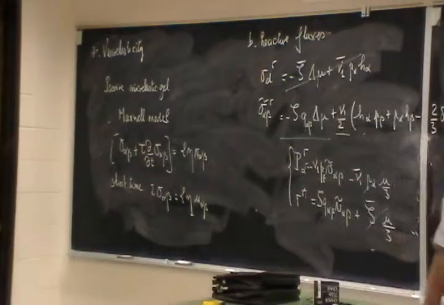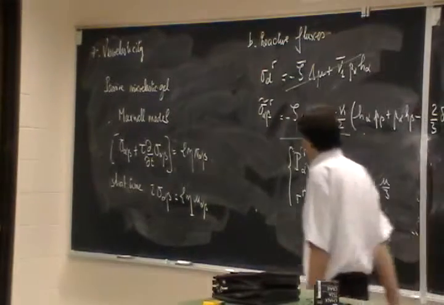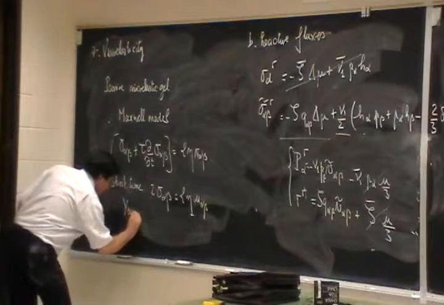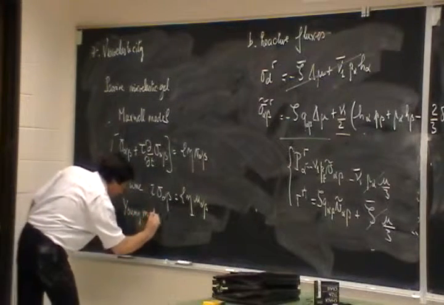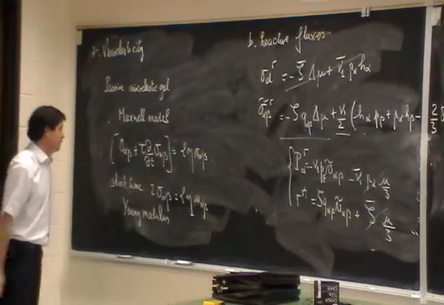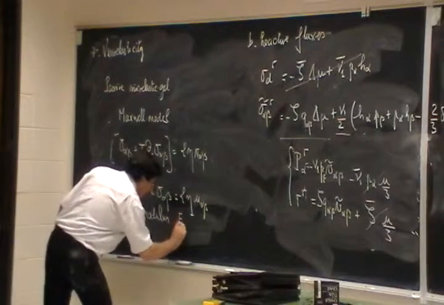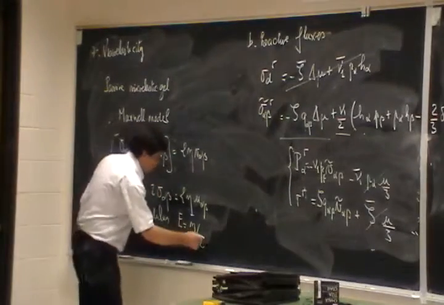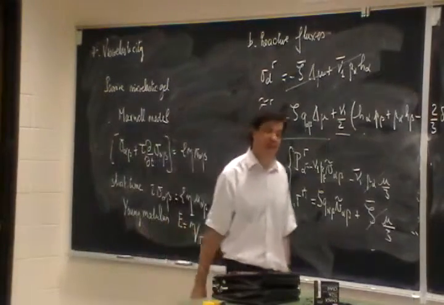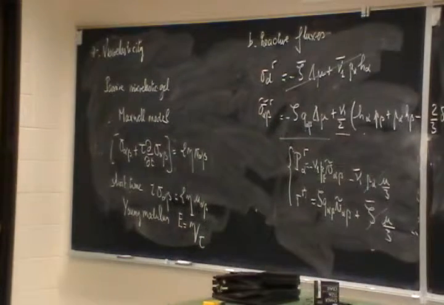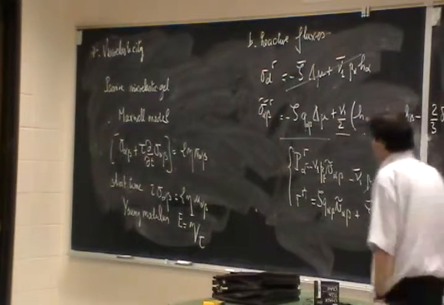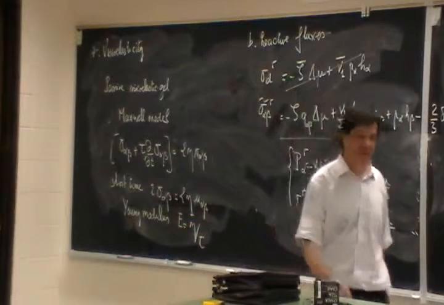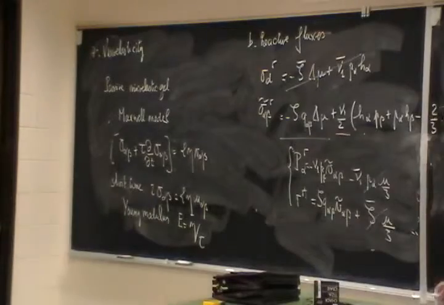And that's just a solid. It's a solid where the Young modulus E equals eta over tau. So this is the relation that Maxwell's model gives between the shear viscosity and the shear modulus. Eta is the viscosity. Maybe I should say the shear modulus and not the Young modulus.